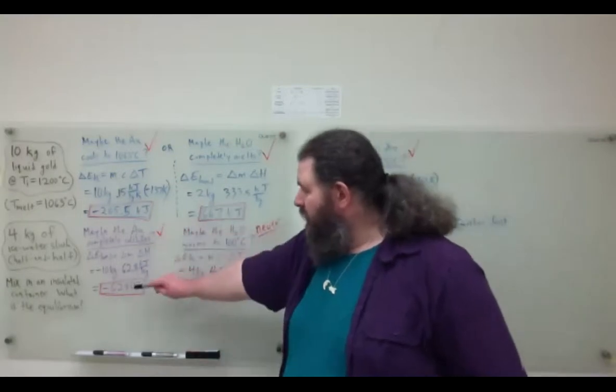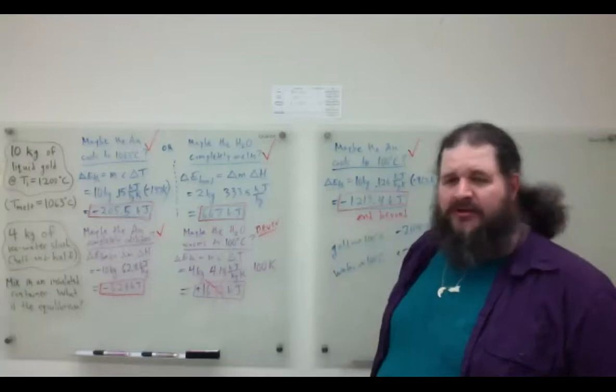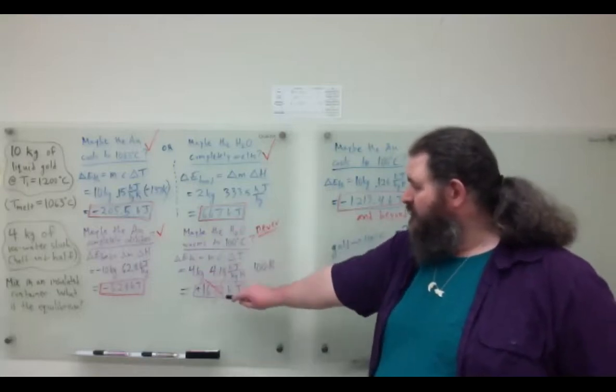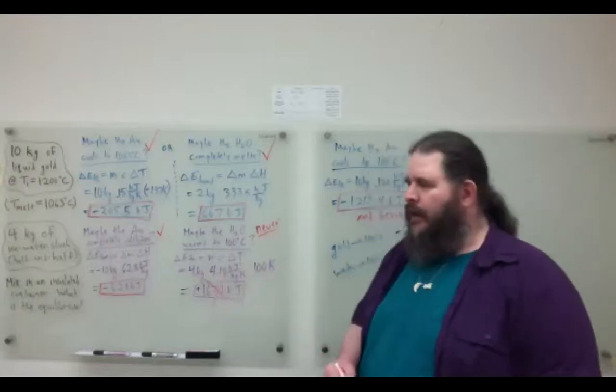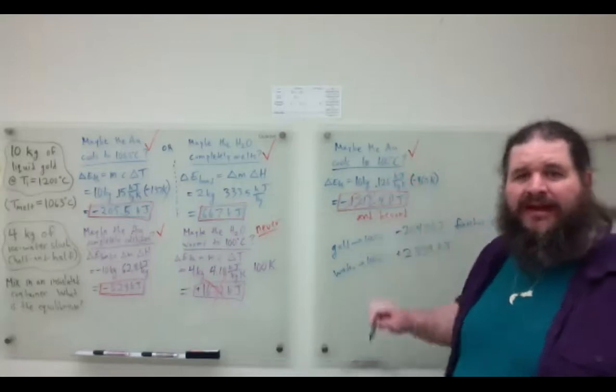We know the gold loses exactly this much bond energy. We know the water slush gains exactly this much bond energy. We cannot use this one though, because the water doesn't actually reach 100 degrees. And I think we wouldn't want to use this one either, because we know that the gold cools off to 100 degrees and keeps going.